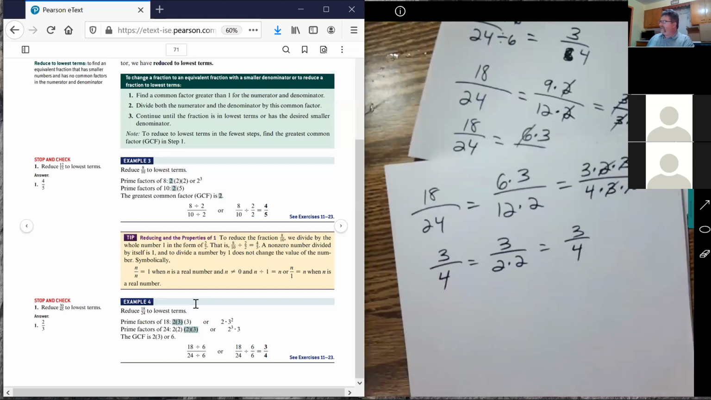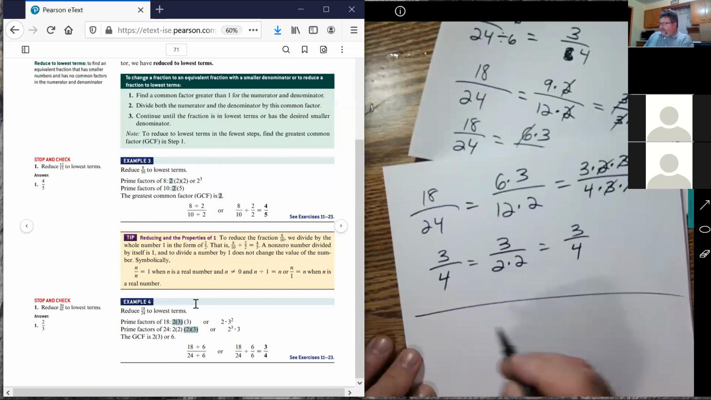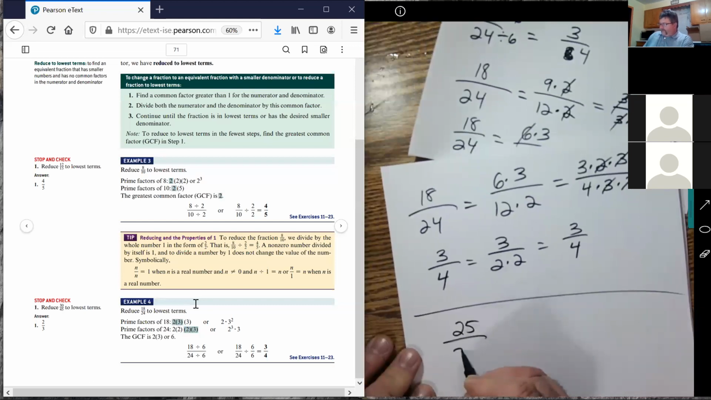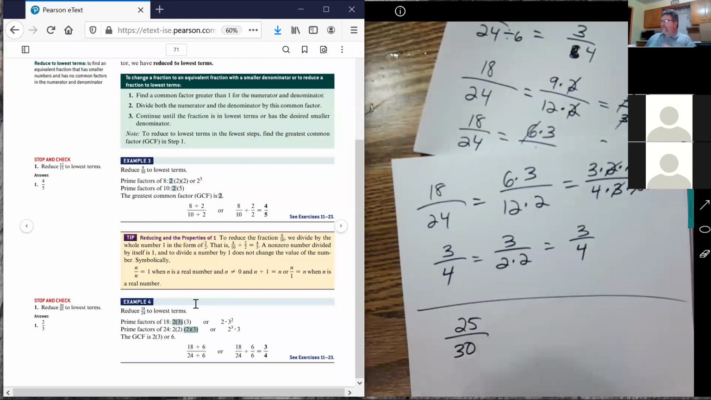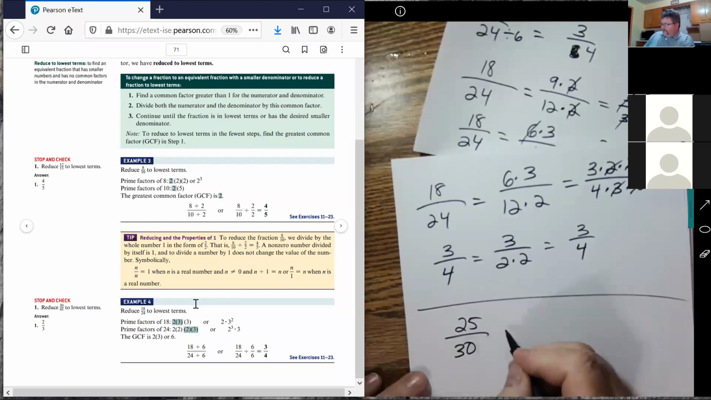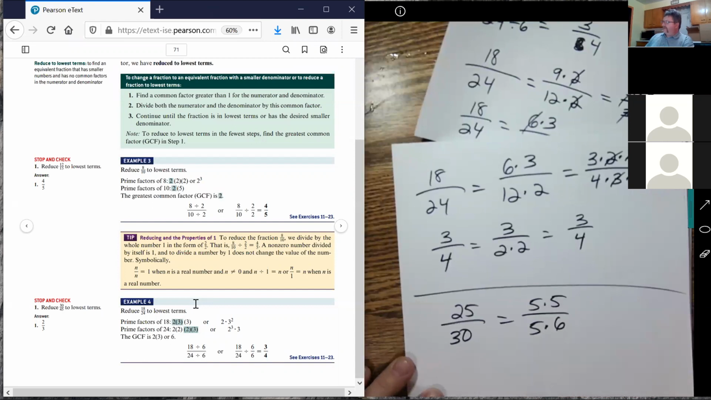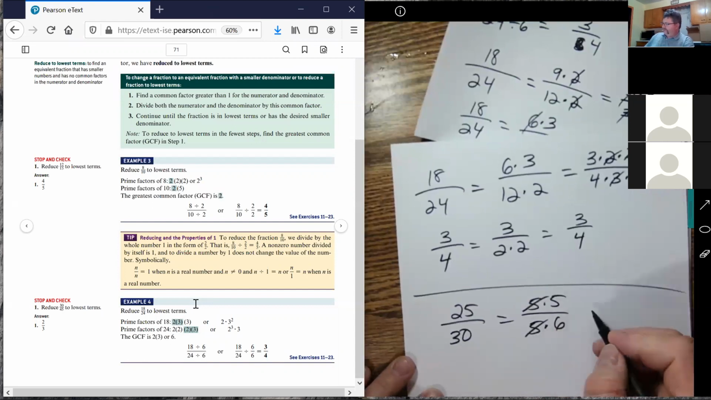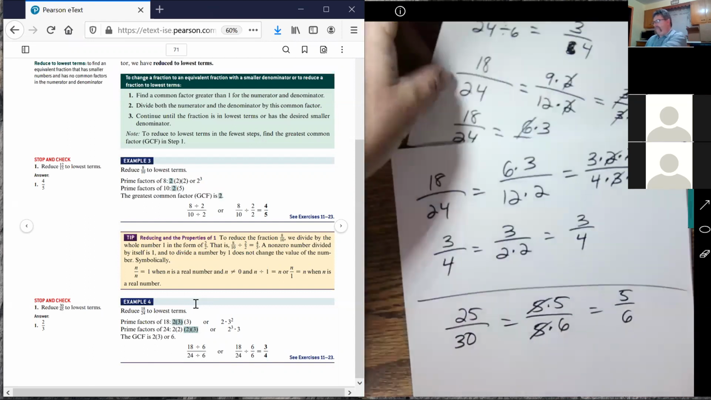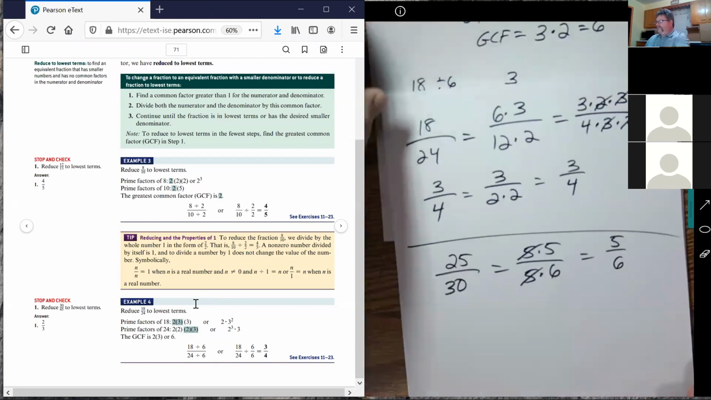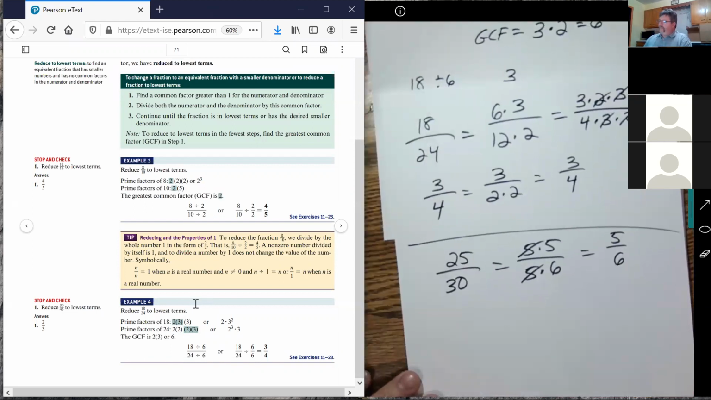Okay, so that's kind of my preferred way to do it. Now, what if we had 25 over 30, which I think we did a minute ago, and we said we got to divide top and bottom by 5 because we identified it. Well, if you just go the factor route, 5 times 5 is 25. 5 times 6 is 30. Out we go. 5/6.